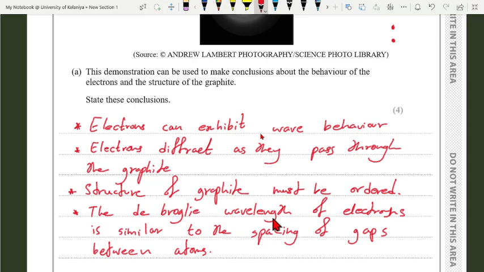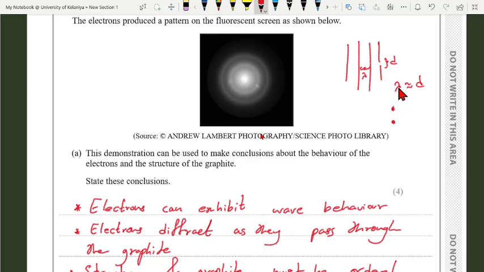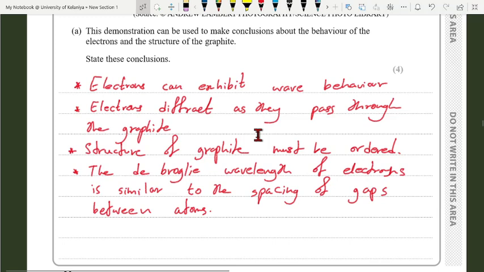Right? As I told you, when we're sending something, the lambda should be equal to d, and here the lambda is actually the de Broglie wavelength of the electron. So if you can write these 4 points, you will get full marks, right? 1 for each. I hope you got the idea.